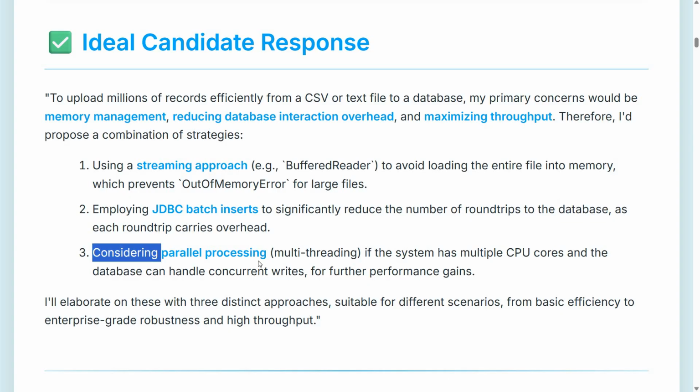What's the third piece? Parallel processing. If your server has multiple CPU cores, and crucially, if your database can handle multiple connections writing at the same time, then you can potentially speed things up even more by using threads. You got it. Use multiple threads to process parts of the file concurrently. Okay, streaming, batching, parallelizing. These three ideas seem to be the foundation for the different approaches we're going to look at. They really are. They form the backbone.